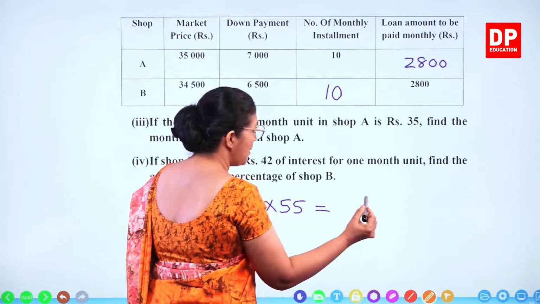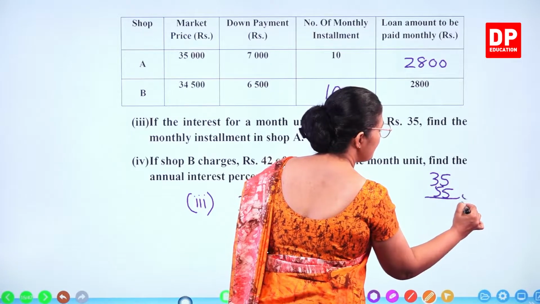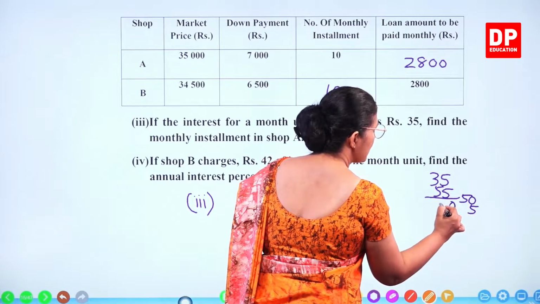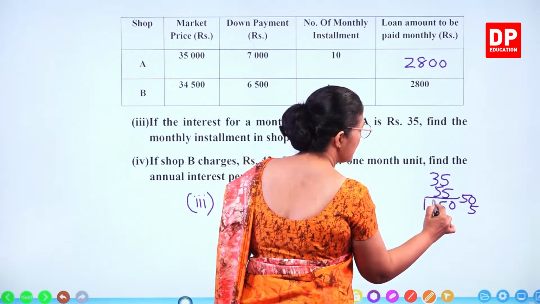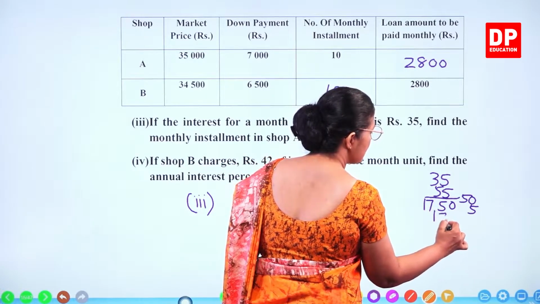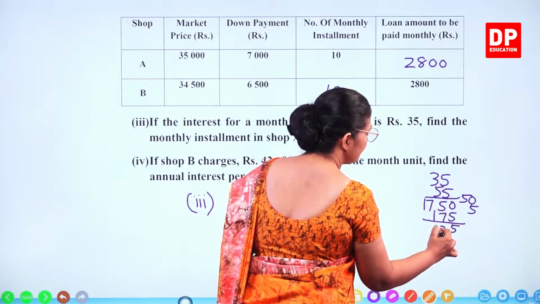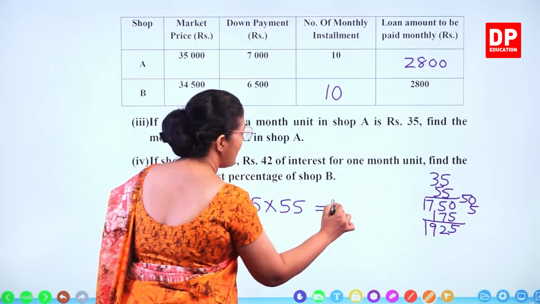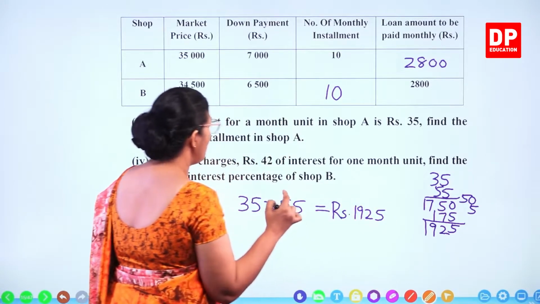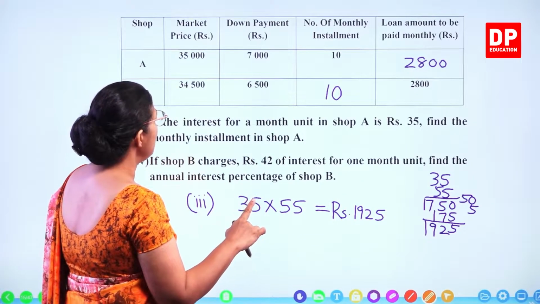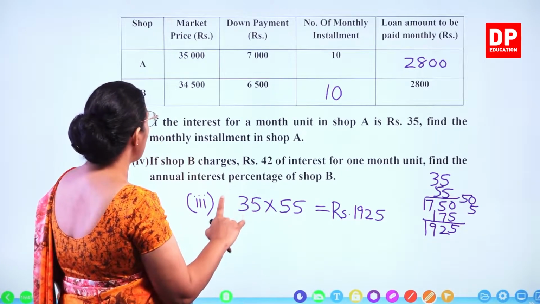So what's the multiplication? 35 times 55, 50 and 5. 5 times 5, 25. 5 times 3, 15. Plus 2, 17. And this is 175. So add it. 1,925 rupees you need to pay. This is for shop A. A month unit is this much. Find a monthly installment.